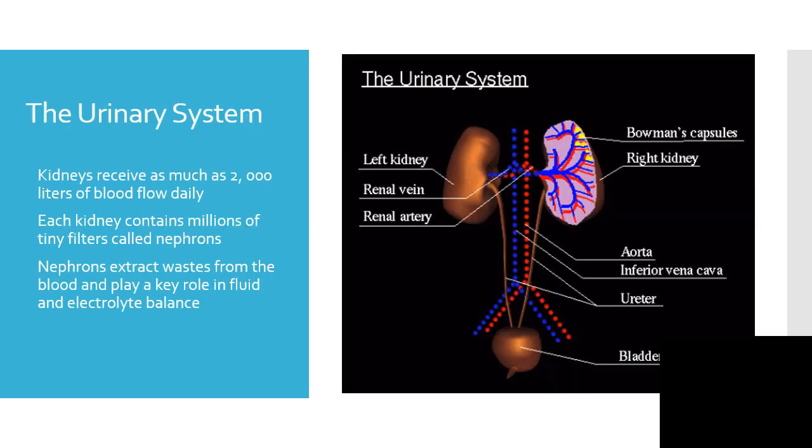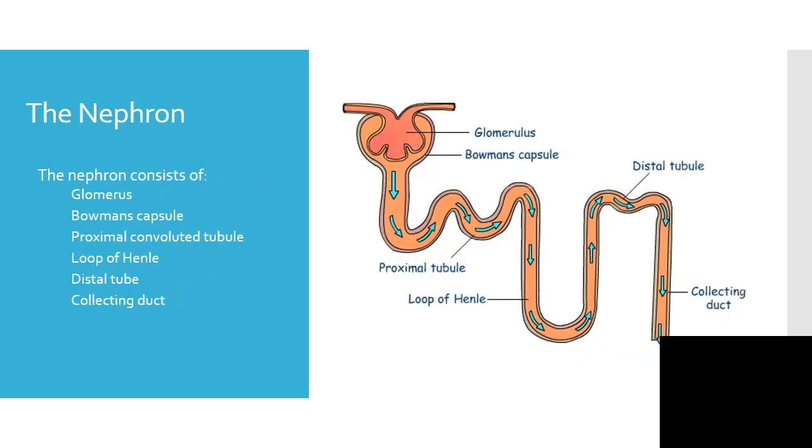Let's review the urinary system. Kidneys receive as much as 2,000 liters of blood flow daily, and each kidney contains millions of tiny filters called nephrons. Nephrons extract waste from the blood and play a key role in fluid and electrolyte balance. Although tiny, the nephron consists of a glomerulus, a Bowman's capsule, a proximal convoluted tubule, down to the loop of Henle, a distal tubule, and the collecting duct.